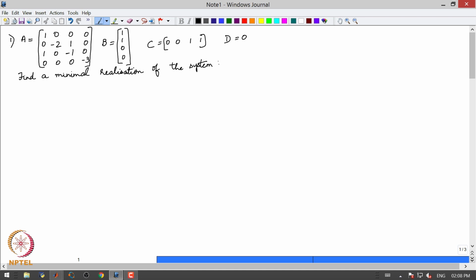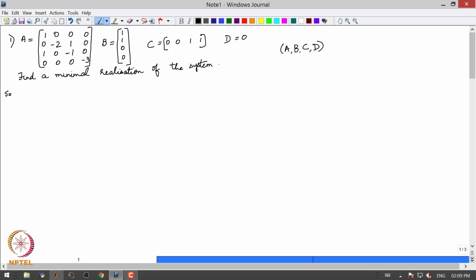So, what is a realization? We saw that if any system is represented in this manner A, B, C, D matrices, then it is called one of the realizations, and we have seen that any system which can be realized from a transfer function, it will have infinite possible realizations. So, one realization is already given to us, and using this realization we are asked to find out another realization which is minimal. So, even minimal realizations there could be many, we are asked to find one of them. Now, how can we go about this?